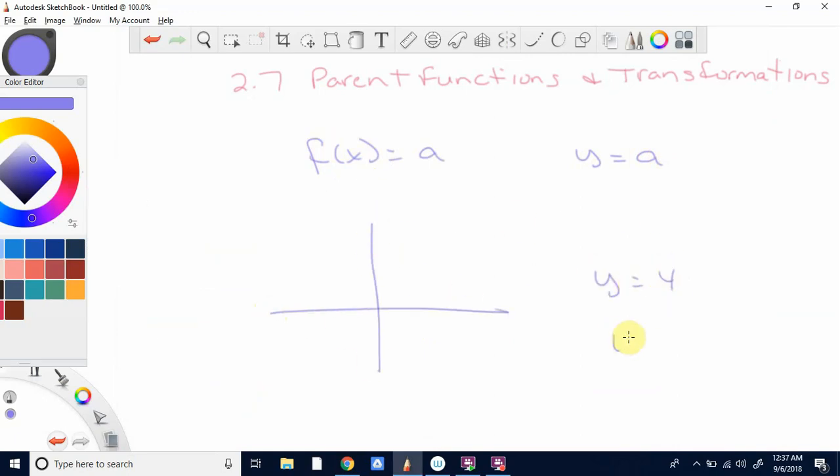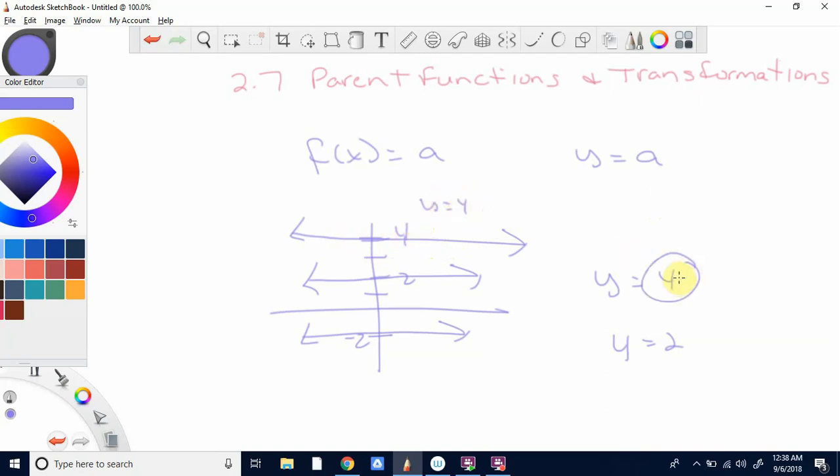So if y equals 4, y equals 2. So 1, 2, 3, 4. So y equals 4 is going to do this, and y equals 2 is going to do this at 2. Y equals negative 2 is going to be down here at negative 2. Okay, that is a constant function. So you need to know the domain is all real numbers and the range is just a. There's only one y value, right? No matter what x is, y is just, for instance, this one, y equals 4. The range is y equals 4.